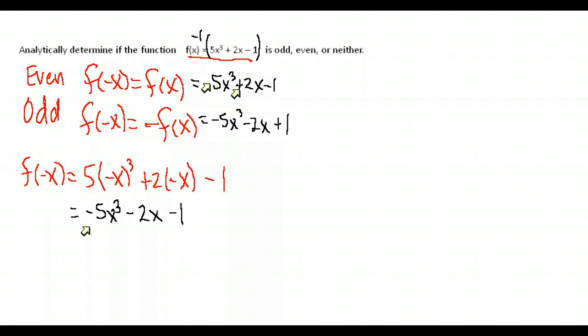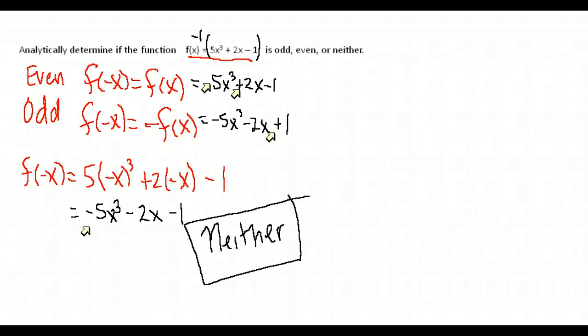Does it look like our function if we multiplied our function by negative 1? Well, the first two signs are okay, but down here on the end where we didn't have an x, it's not okay. It didn't come out right. So this is going to be neither, is my answer here. It wasn't odd and it wasn't even. It is neither.